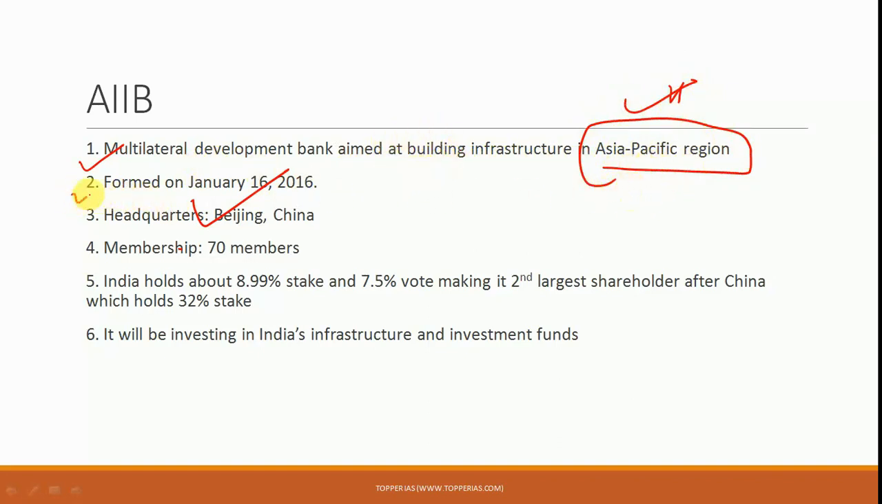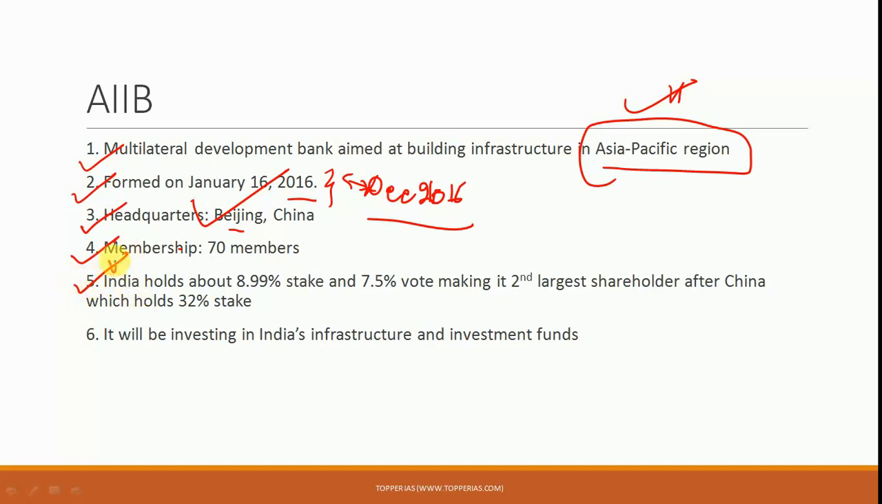Another thing that is important is the date of formation. The bank was basically formed in December 2015, but it actually started functioning from January 16, 2016. So that is something that you should know. The confusion can be between these dates. So that is why please be careful. Next, what is important is with regards to the headquarters. It has its headquarters in Beijing in China. It has a membership of 70 countries. 70 countries are the members of this particular bank.